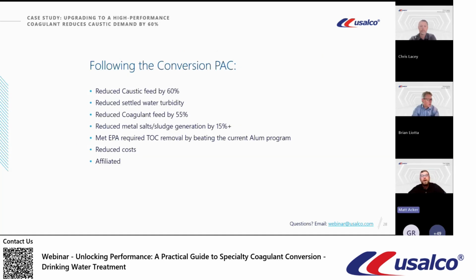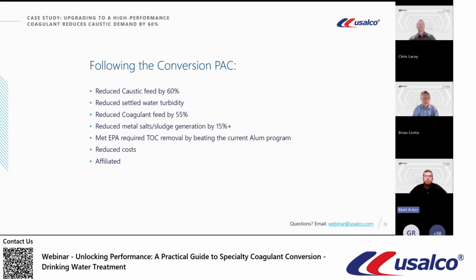So all in all, after the trial, this plant is fully operational and has been running with PAC for several years now. Still today, we've reduced caustic feed by 60% and reduced settled water turbidities. We're able to reduce their coagulant feed by 55%. So not only did we reduce the caustic dose, but the coagulant dose as well.